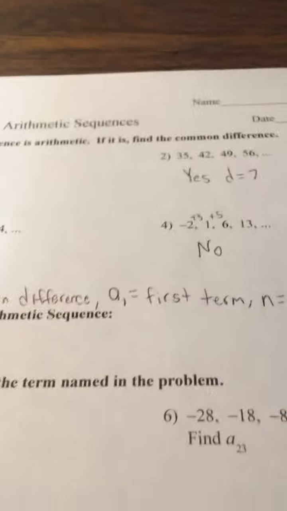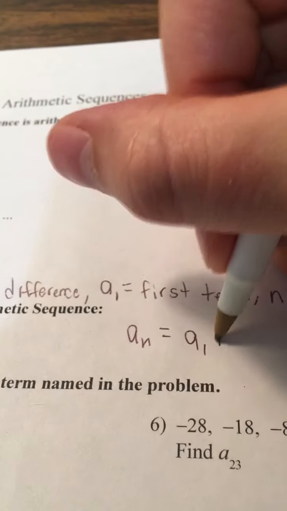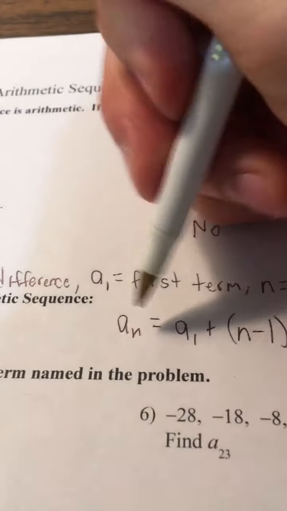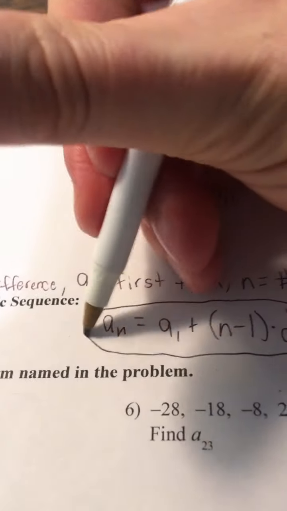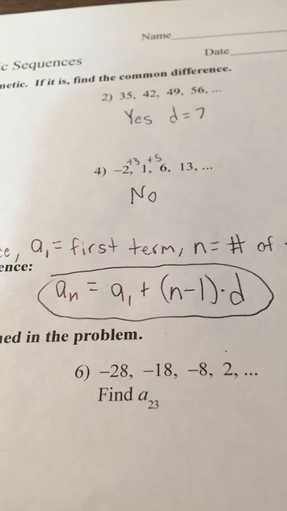That is my formula. So I want you to write that down in your notes. The explicit formula for arithmetic sequences: a of n equals a_1 plus (n minus 1) times d. This is the formula. We're going to be using it over and over and over again for the rest of the lesson. All right, so let's actually use that.